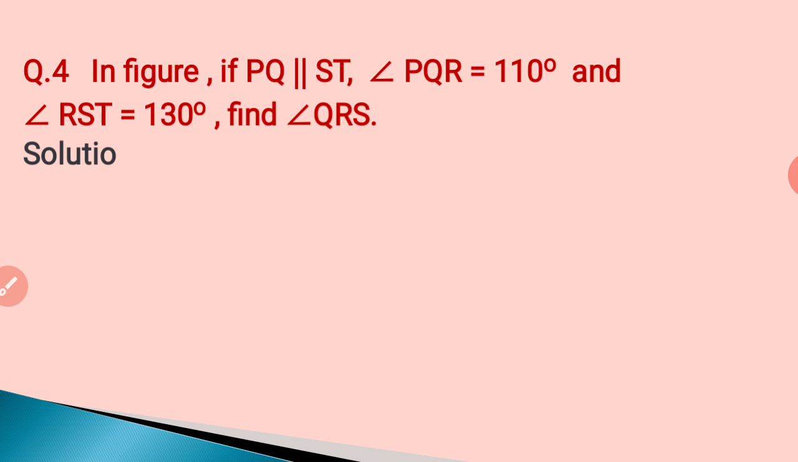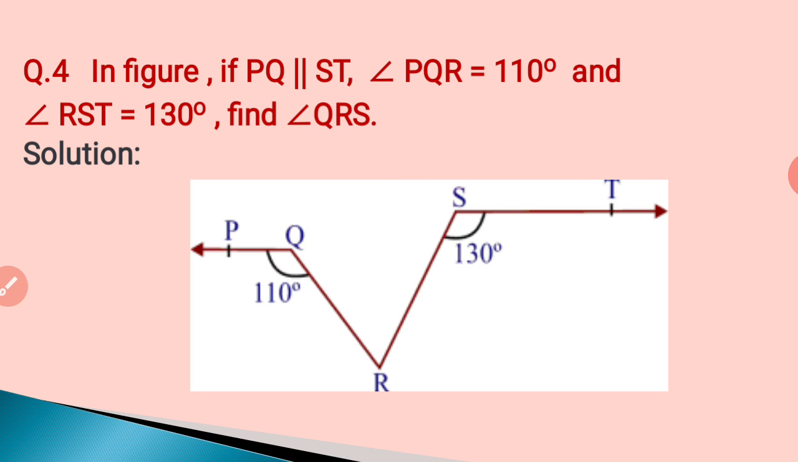Here we have the given figure. In this figure, we are told that PQ and ST are parallel to each other. Moreover, the measures of two angles are given to us. One is PQR, that is 110, and the other one is RST, that is 130 degrees. We are supposed to find out angle QRS.